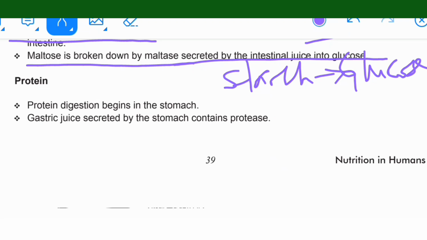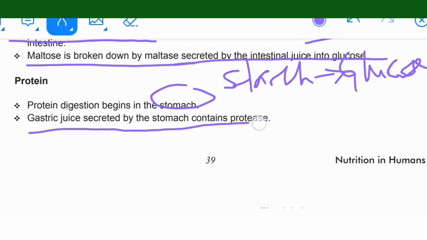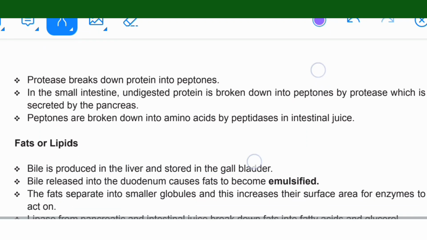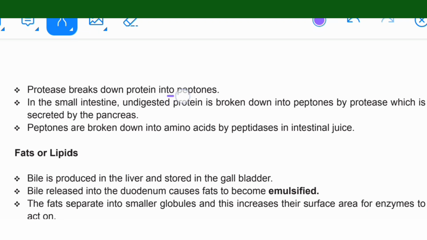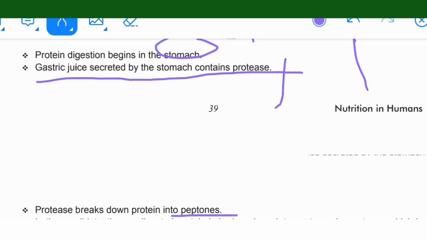The next one is protein. Protein digestion begins in the stomach, not in the mouth like starch. So gastric juice secreted by the stomach contains protease. It is that protease that will act on the protein that you have eaten. So protease breaks down the protein into peptones. So in the small intestine, the undigested protein is broken down into peptones by protease, which is secreted by the pancreas. So you can see that protein digestion, like I said earlier, begins in the stomach.